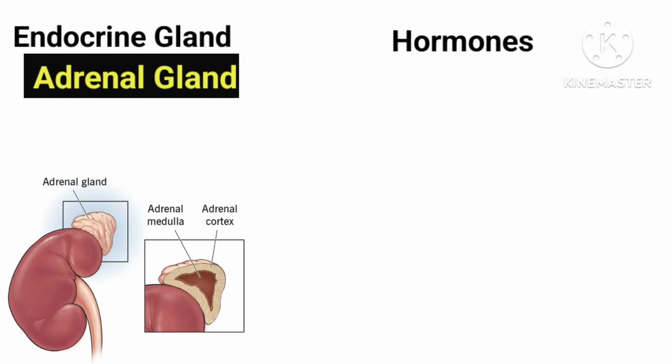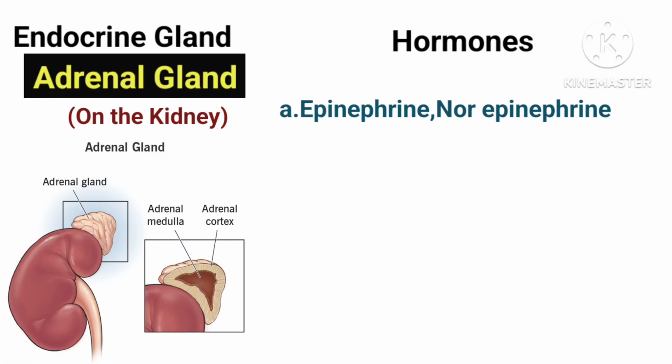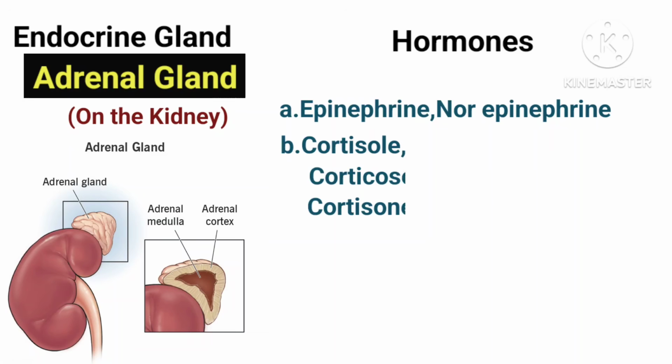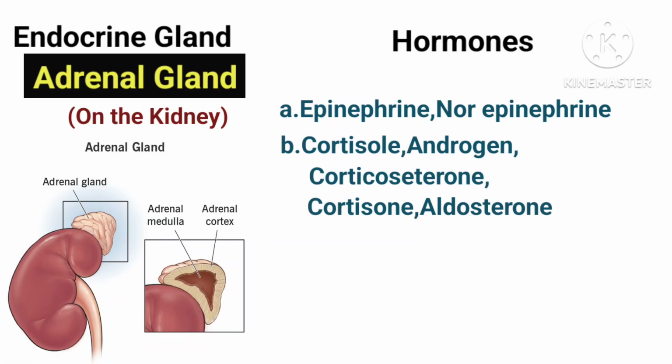Next, the adrenal gland, which is present on the kidneys. The adrenal gland secretes a variety of hormones, including the fight or flight hormones, epinephrine and norepinephrine, from the medulla, and steroid hormones like cortisol, aldosterone, and androgen from the cortex. These hormones regulate functions such as metabolism, blood pressure, stress response, and water and salt balance.